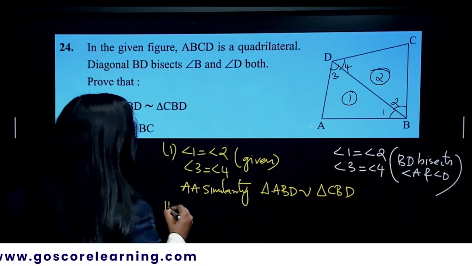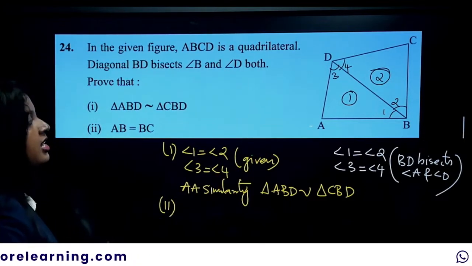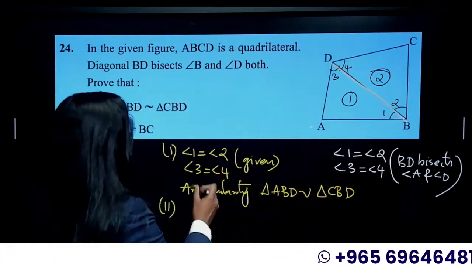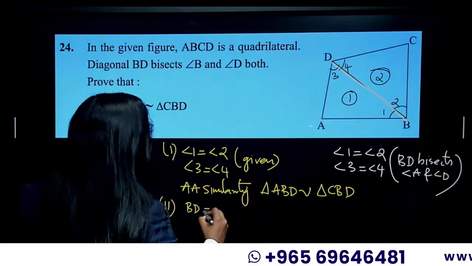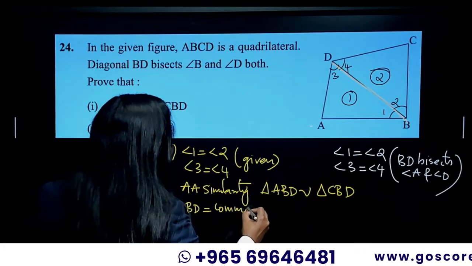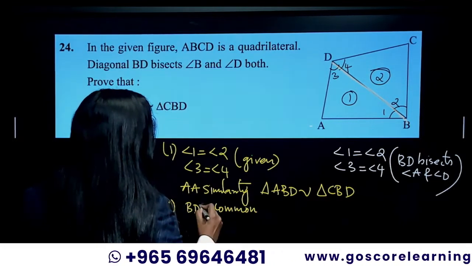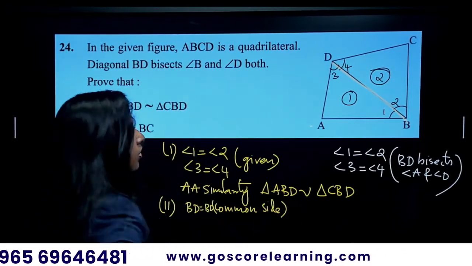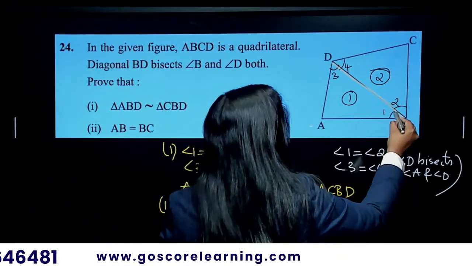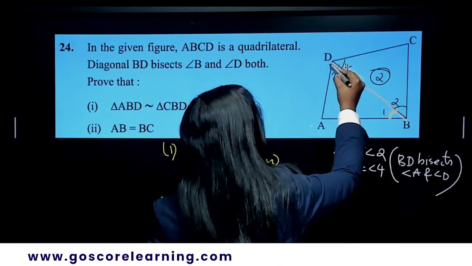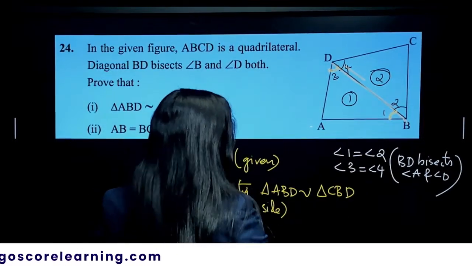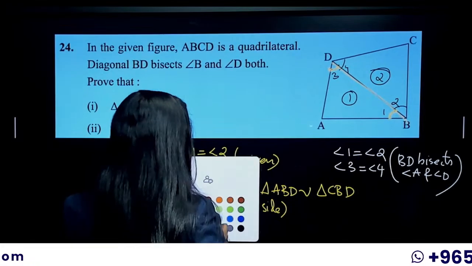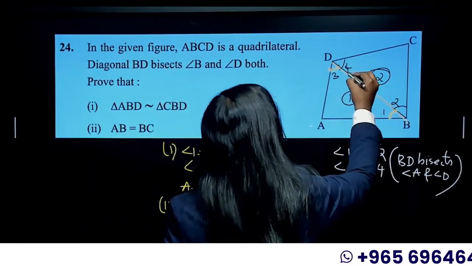From part 1, we have equal angles. And look at that side BD. BD is a common side. BD equal to BD, which is the common side. So you have an angle, then an included side and another angle. So by the SAS criterion, not SAS, ASA.